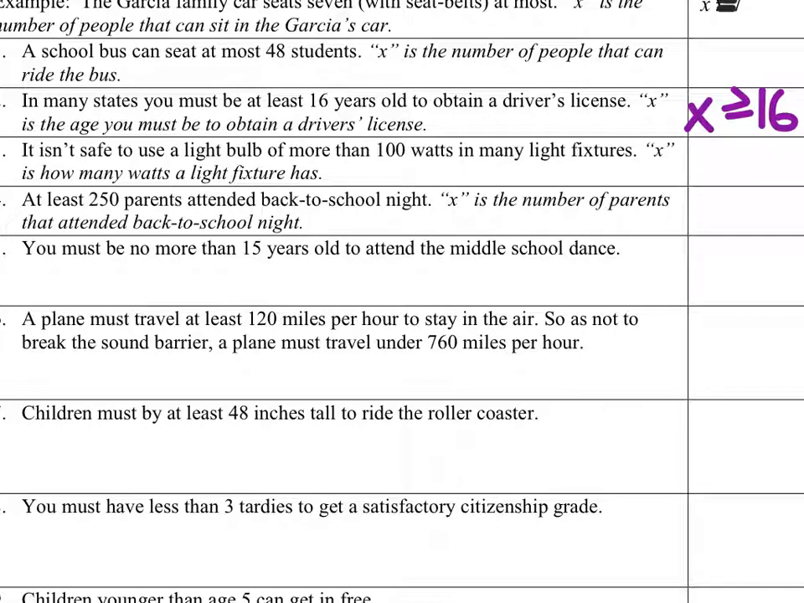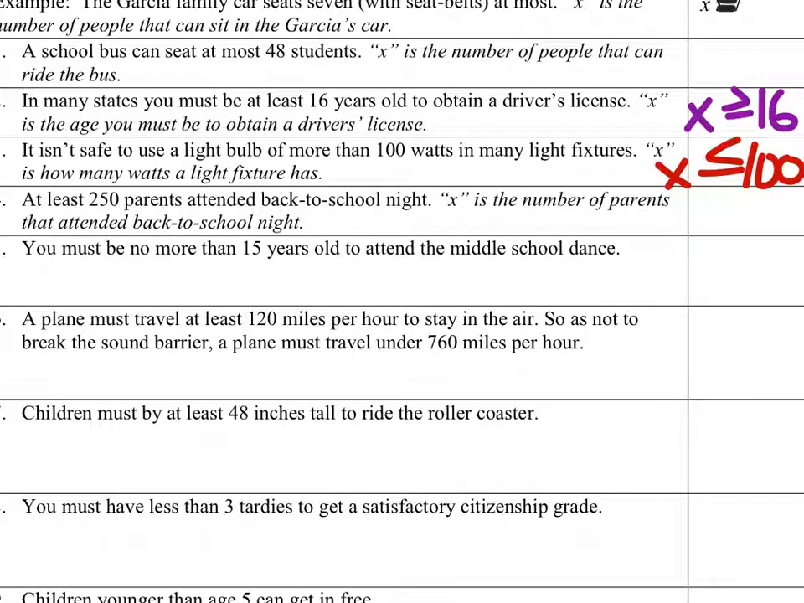It isn't safe to use a light bulb of more than 100 watts in many light fixtures. X is how many watts a light fixture has. So we're comparing X, the amount of watts a light fixture has, with 100 watts. Now, do we want X, the watts the light fixture has, to be bigger than 100 or less than? We want it to be less than 100. Now, are we saying that it could be equal to 100 watts? Yeah, because it says more than 100 watts, so that means that it could also equal the 100 watts.